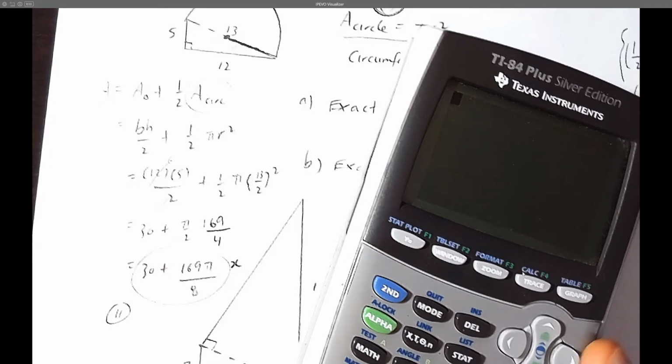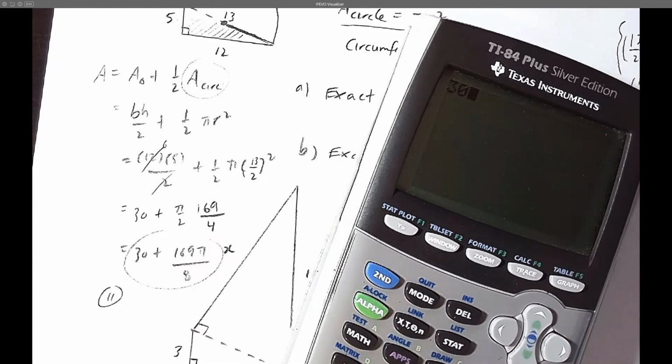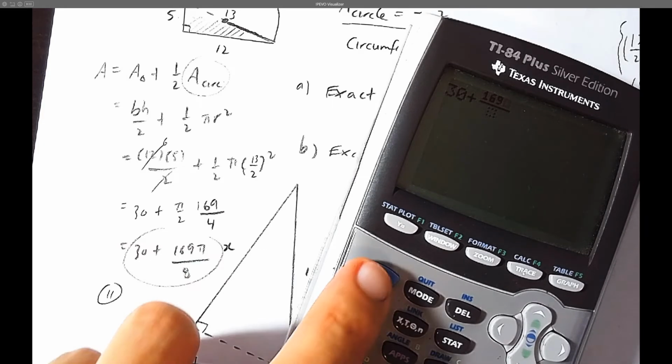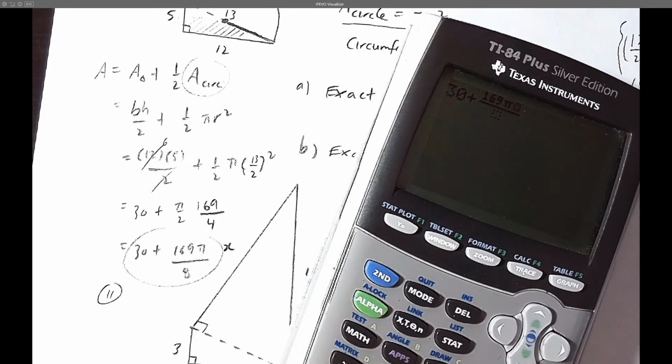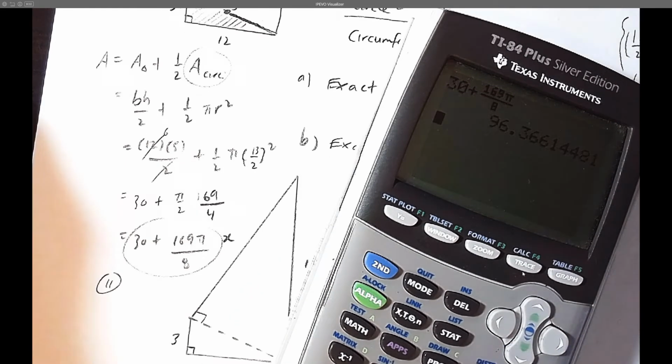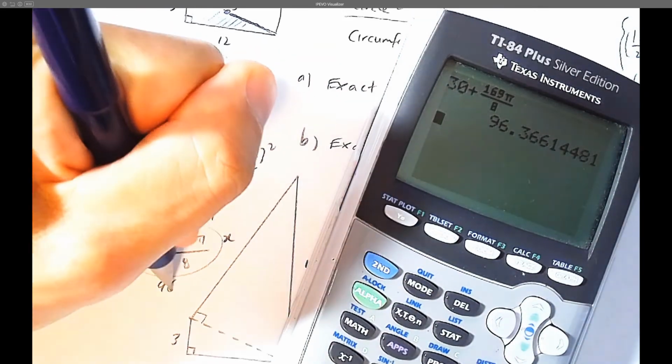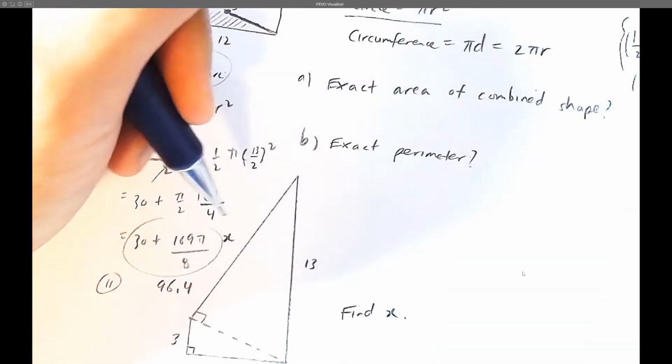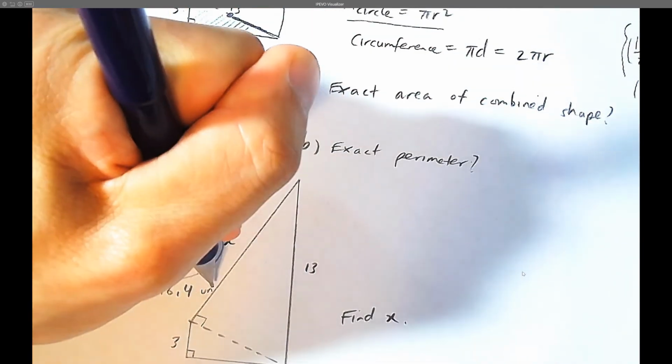Those of you who prefer a calculator answer, let's just work it out. 30 plus 169, look for the pi symbol by pressing shift or second, over 8, and I get approximately 96.4. So this is the area. We'll just say units squared.